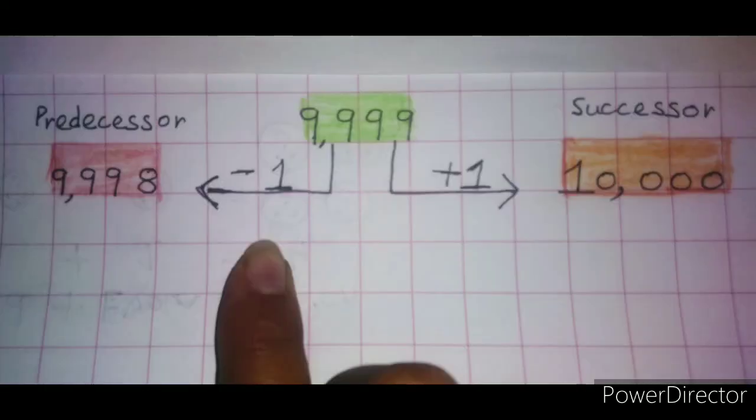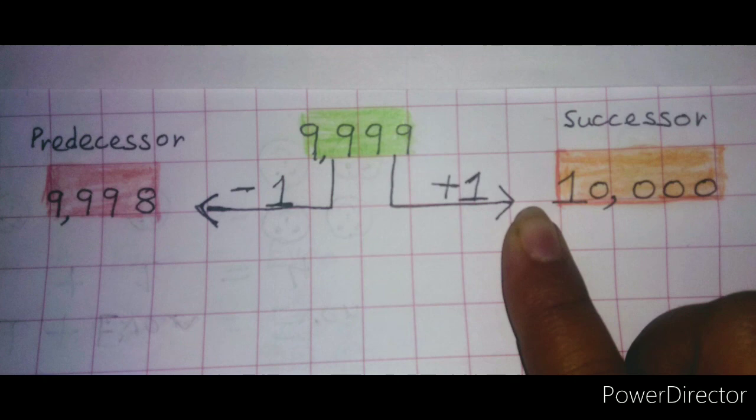We will take one more example, 9999. So if we do minus 1, it will be 9998, and that will be the predecessor for the number, and the successor will be plus 1, so it will be equal to 10,000.